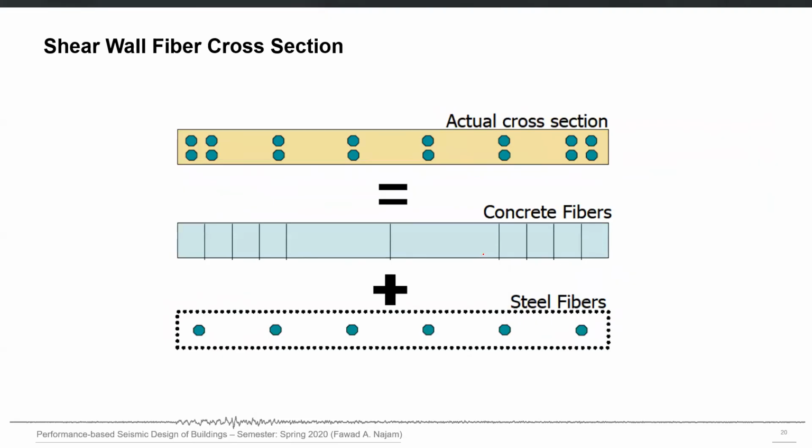This is another illustration where the actual cross section is shown with rebars. I divide it into concrete fibers. These are concrete fibers, each one of them running along the height of the building, because the shear wall is like this. So all the fibers are like this, running along the height or along the length of the member. And there are steel fibers also running along the height or along the length of the member.